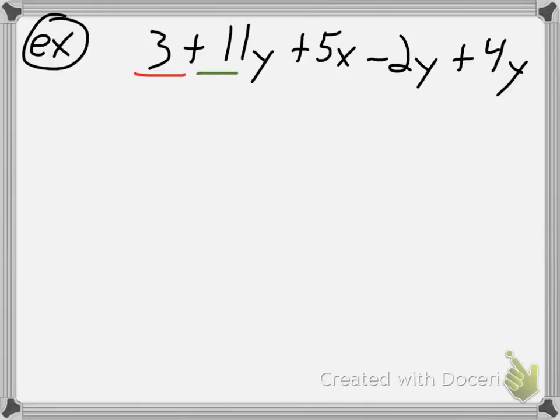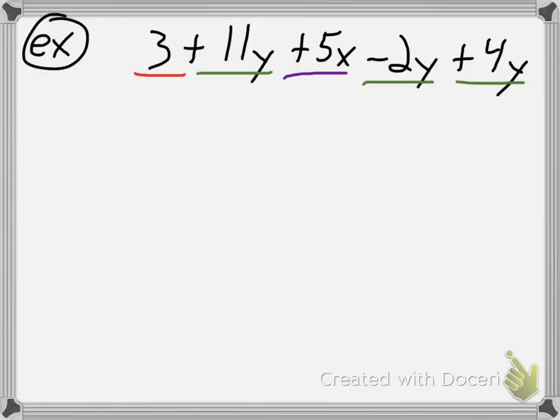Up next I have a plus 11y. So I'm going to look and see what other y's I have. I have a minus 2y and a plus 4y. And then last but not least, I have a plus 5x. And there aren't any other variables that are x's. So again, it's all by itself.